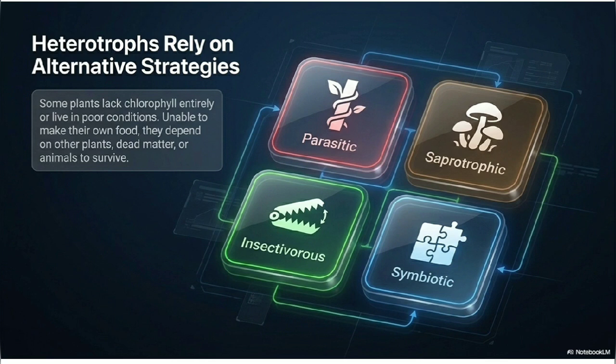The first one is parasitic plants. What are parasitic plants? These plants depend on other plants for food. An example is Cuscuta, also called dodder. It has a yellow thread-like stem and takes food from another plant. Another we have is sap.